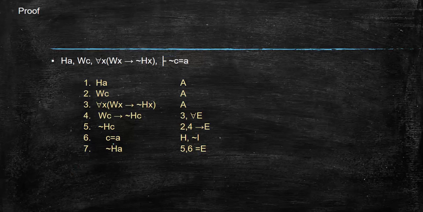equals elimination. What have we done here? Well, we have just taken our identity and we've substituted A for C, and that's given us not HA. But of course that gives us the contradiction that we're looking for. So by 1 and 7 contradiction, we have the contradiction we need to get out of this proof. And it's not the case that C equals A is the result we're looking for.